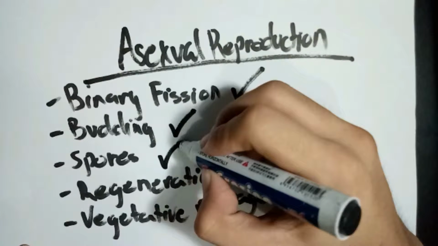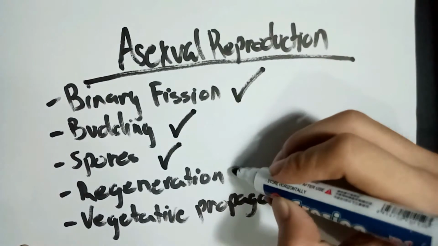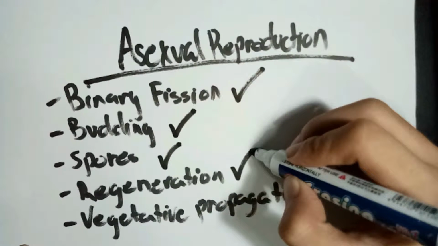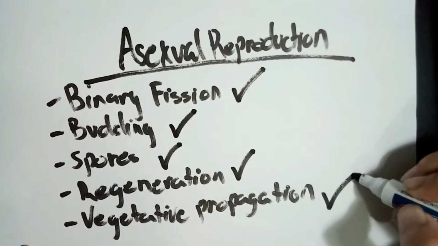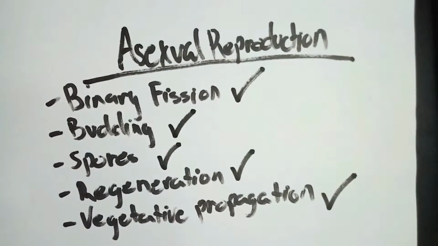Spores. Structures naturally formed as a part of an organism's life cycle and designed for separation from the organism and dispersed via a medium such as air or water. Example, mushrooms, ferns. Regeneration. The parent body breaks into pieces, and each piece grows into a new individual. Example, starfish. Lastly, the vegetative propagation. New species are formed from vegetative parts of a plant.